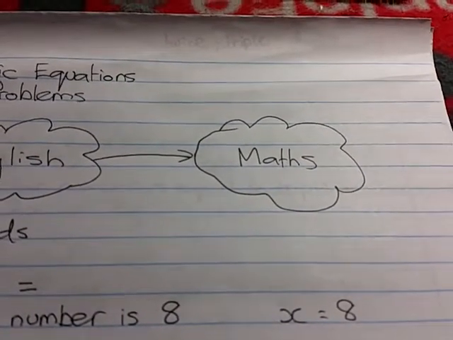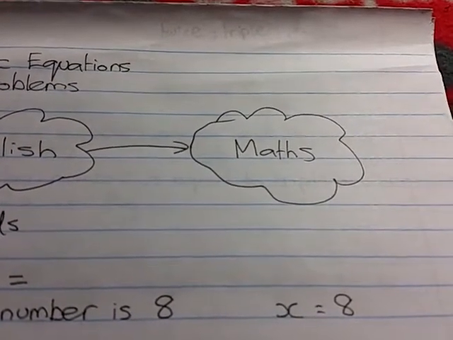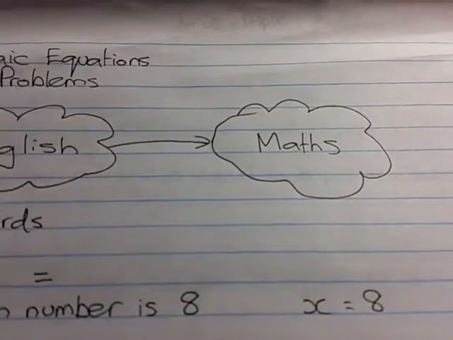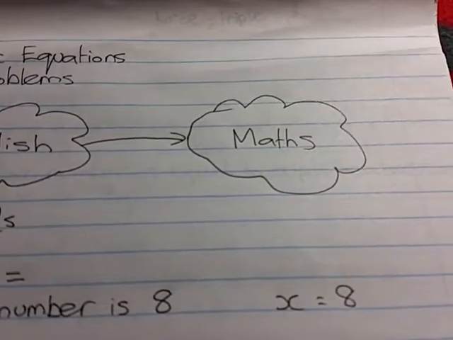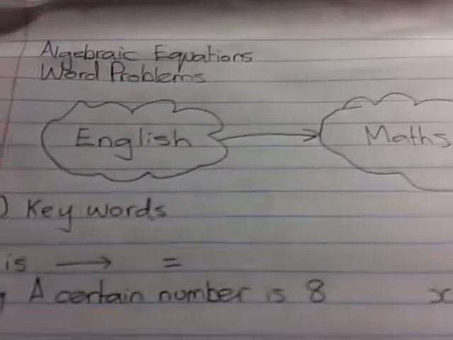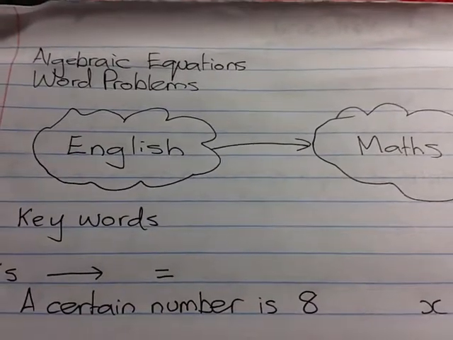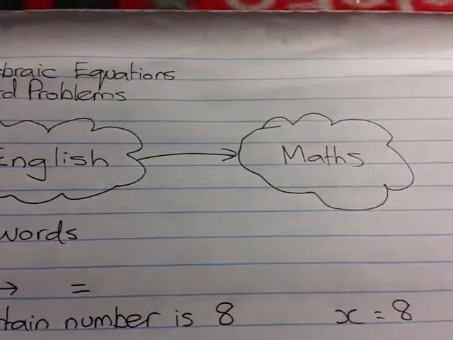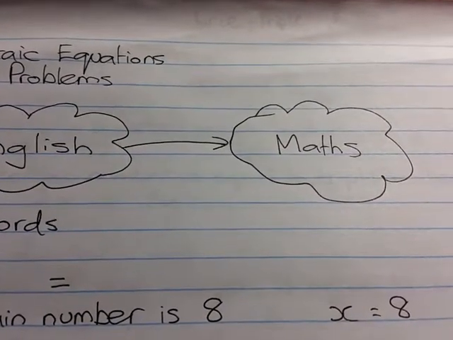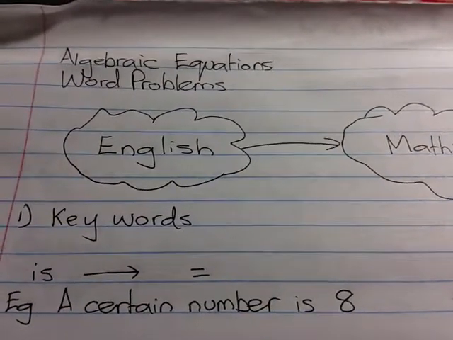If you remember from basics of algebra, a variable, a letter, can be used to represent a number. So here, x is being used to represent a certain number, and we are saying x equals 8 because that certain number is 8.